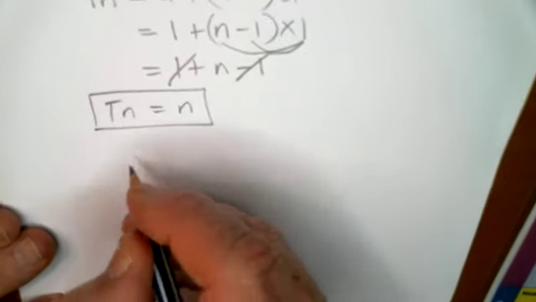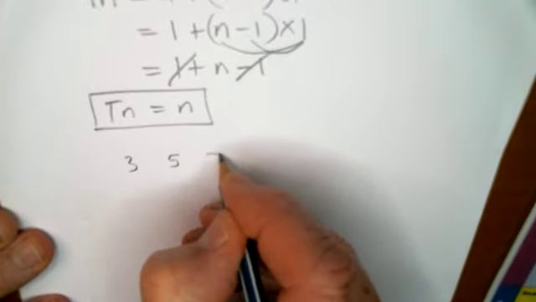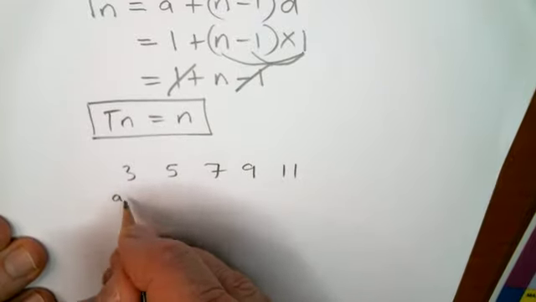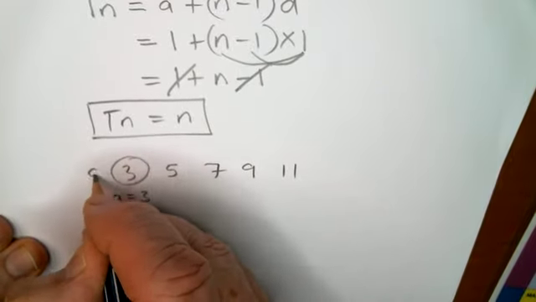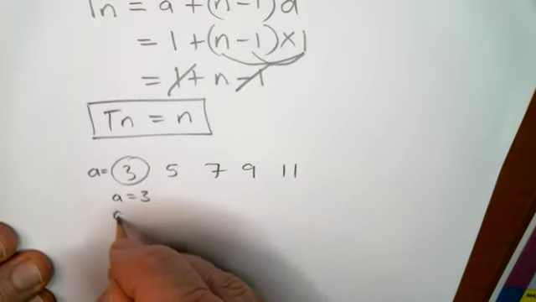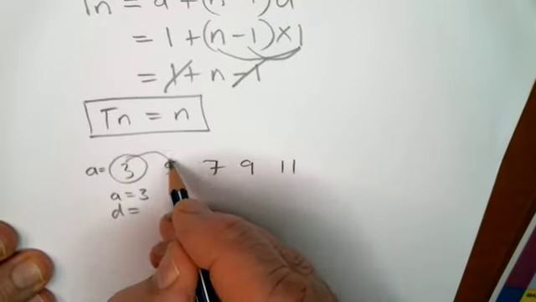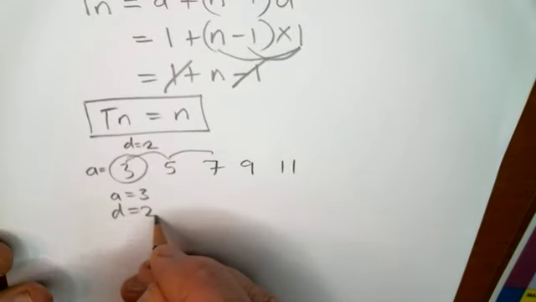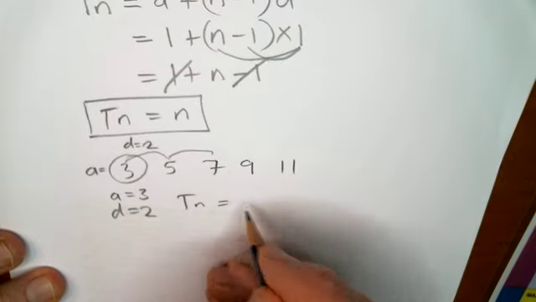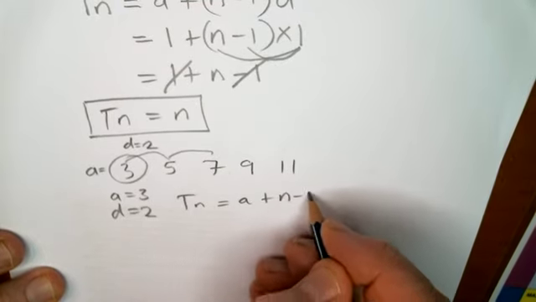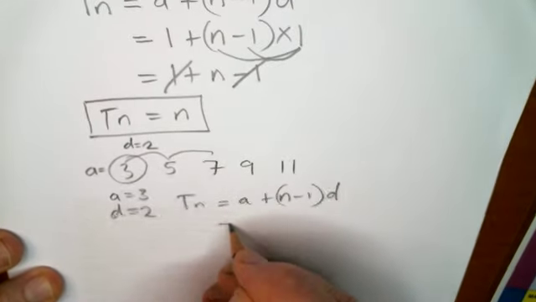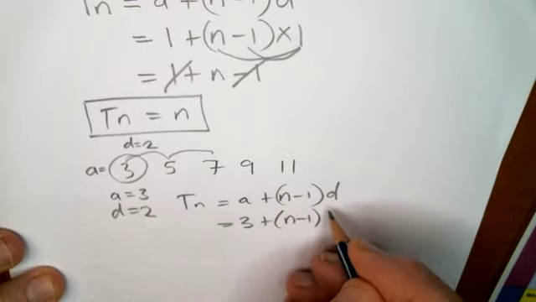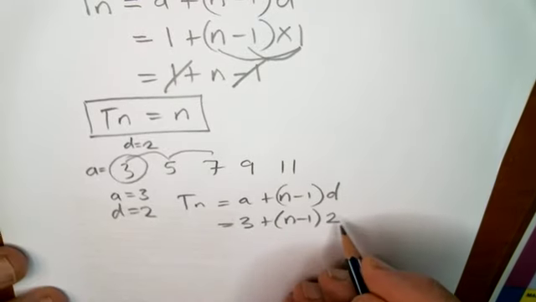Let's go 3, 5, 7, 9, 11. Now, in this case, the first term is 3. There it is. So A is 3. The difference between them, 3, 5, 7, is going to be 2 in this case. So D is going to be equal to 2. So now we're going to have Tn is equal to A plus N minus 1 all times D. But A was 3 plus, I'll leave N minus 1 like it is. D we know is 2. And now we're going to expand that out.